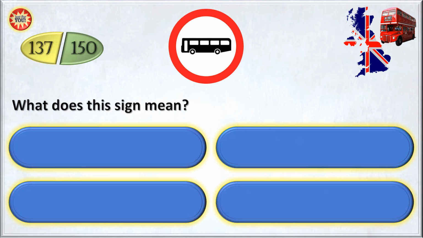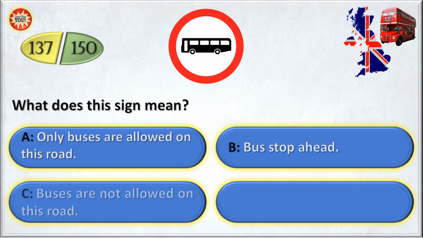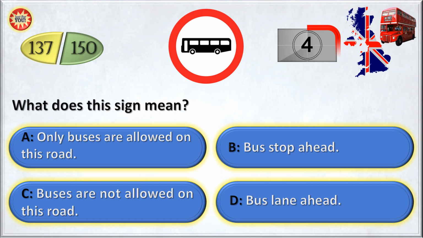What does this sign mean? Only buses are allowed on this road. Bus stop ahead. Buses are not allowed on this road. Bus lane ahead. Buses are not allowed on this road.